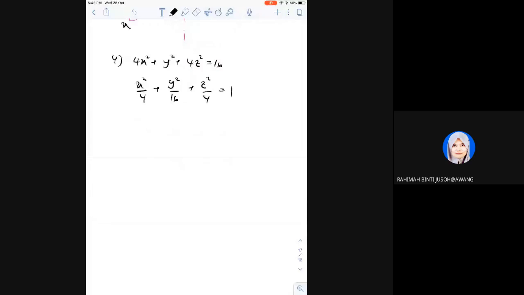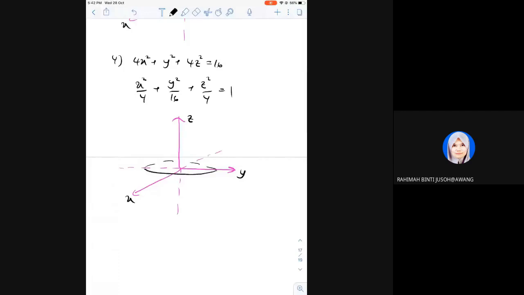Easy. Okay, X, Y and Z. So we have something that looks like this. Here Y should be 4. Z? 2. And then X is 2. Positive 2.